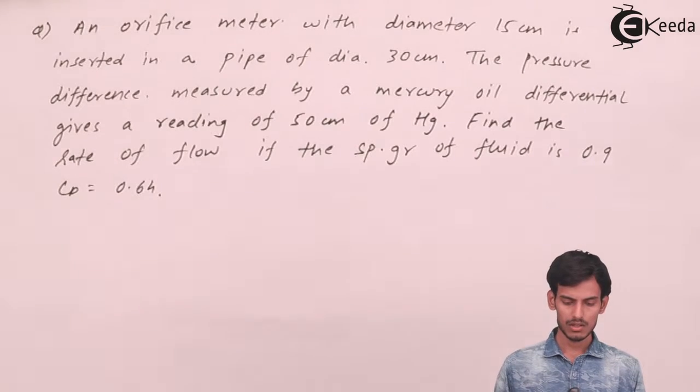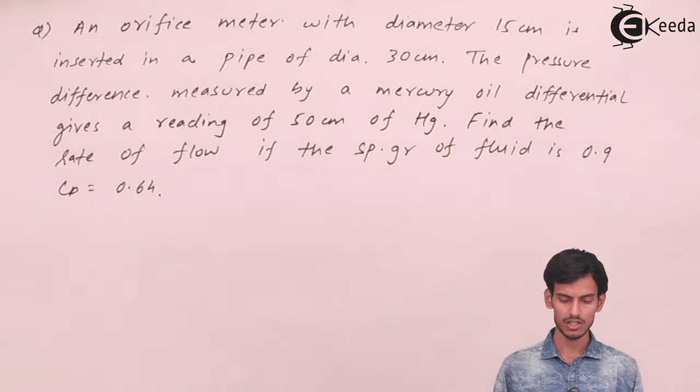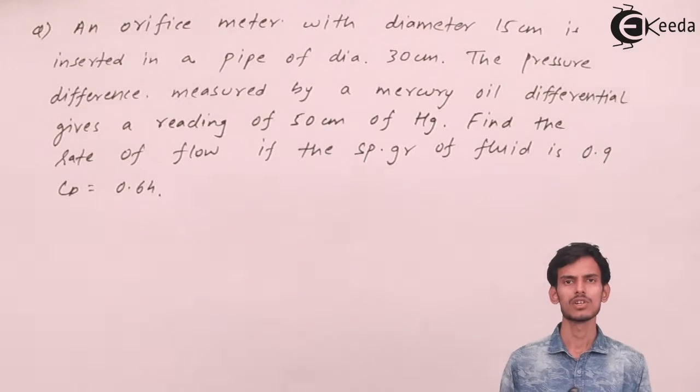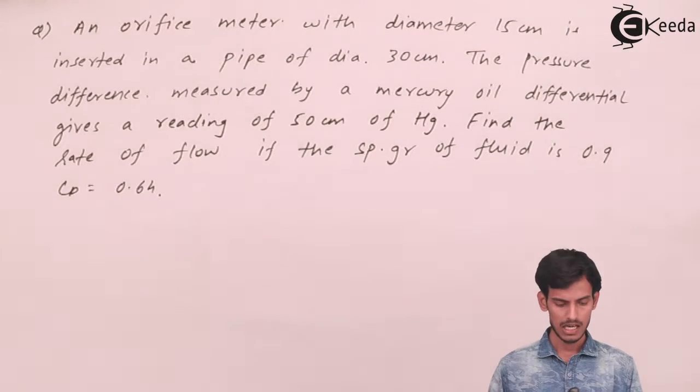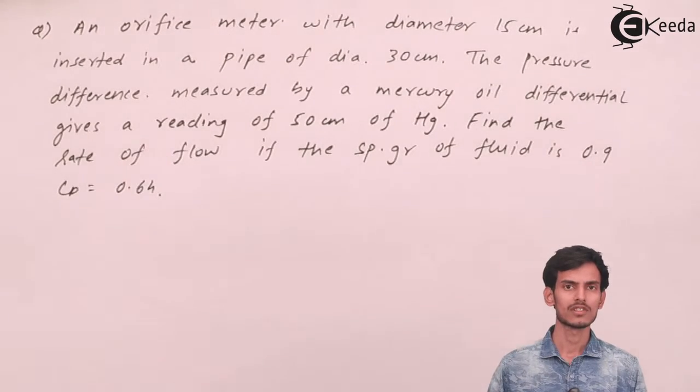An orifice meter with diameter 15 centimeters inserted in a pipe of diameter 30. The pipe diameter is 30, the diameter of the orifice is 15. The pressure difference measured by the differential mercury gives a reading of 50 centimeter of mercury. Find the rate of flow if the specific gravity of fluid is 0.9 and the coefficient of discharge is 0.64.